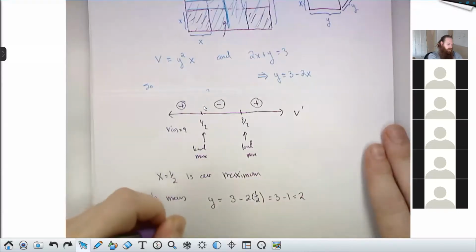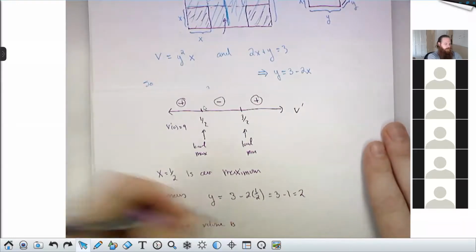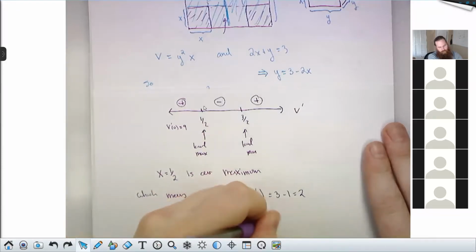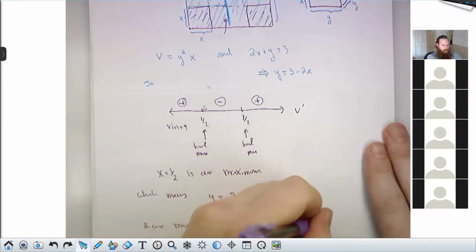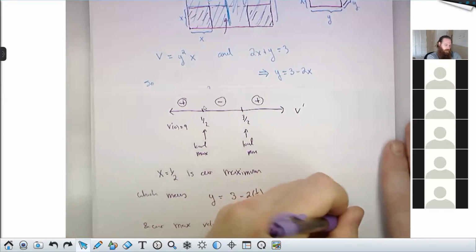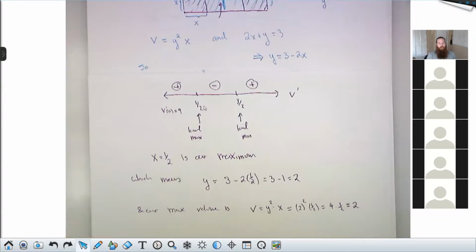And our max volume is y squared times x, which is 2 squared times 1 half, which is 4 times 1 half, which is 2. And the units here, of course, are feet cubed or cubic feet. So the dimensions that maximize the volume in this situation are a height of 1 half and a square base of side length 2. And the volume attained using those dimensions is 2 cubic feet.